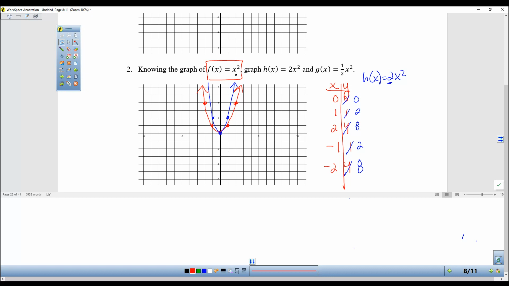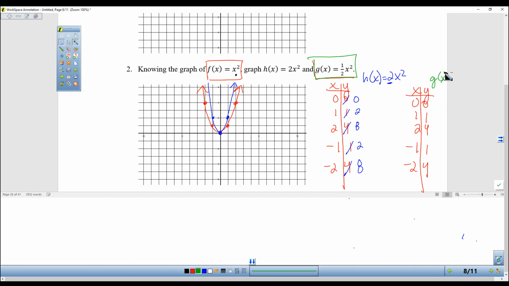Okay, so now I want to do the green one. Oop, that's not green. Now I'm going to do the green one, g of x. But I had it on red because I was going to make the table again. Always start with the table. 0, 0, 1, 1, 2, 4, negative 1, 1. If you're thinking this is too much work, then why did you take precalculus? It's a lot of work.